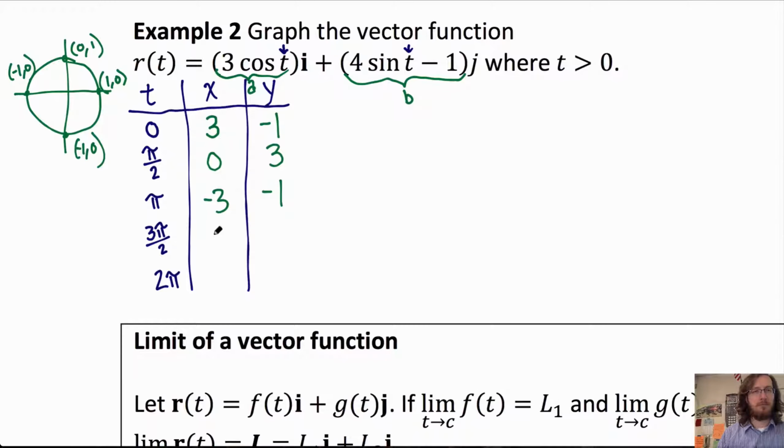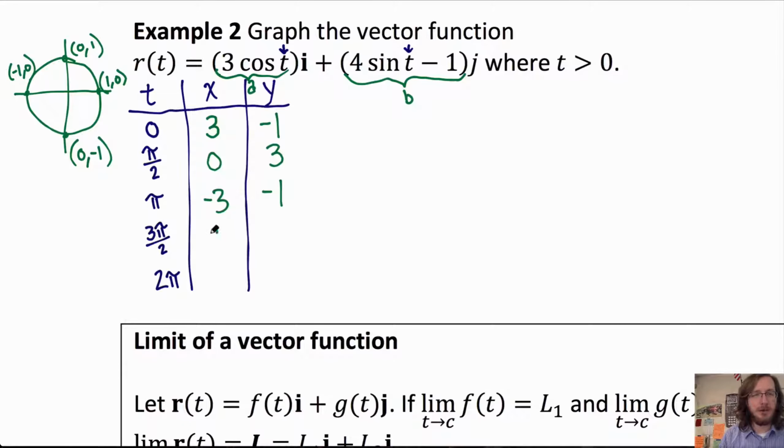Is that right? Did I do that right? Nope, definitely didn't do that right. Anybody else catch that? This should be 0, negative 1. Pattern wasn't holding up. Okay, 3 pi over 2, cosine of 3 pi over 2 is 0.